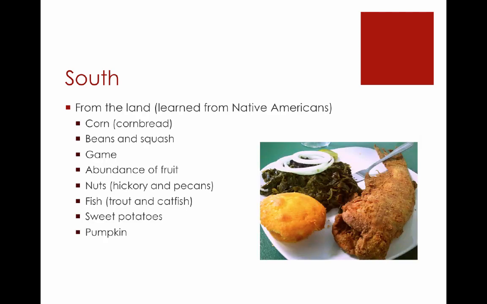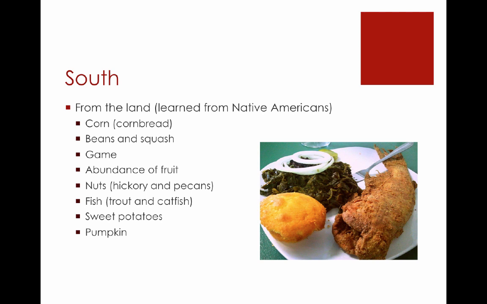So there are many different things that we're going to cover of who influenced Southern cuisine. The first one is the land itself. The ways that were learned from Native Americans certainly influenced Southern cuisine. So corn, huge influence on Southern cuisine, particularly cornbread, which I have a little cornbread muffin shown here. The beans and squash, right? So that Three Sisters, corn, beans, and squash go together. Wild games, fruits. We've talked about hickory and pecans before.